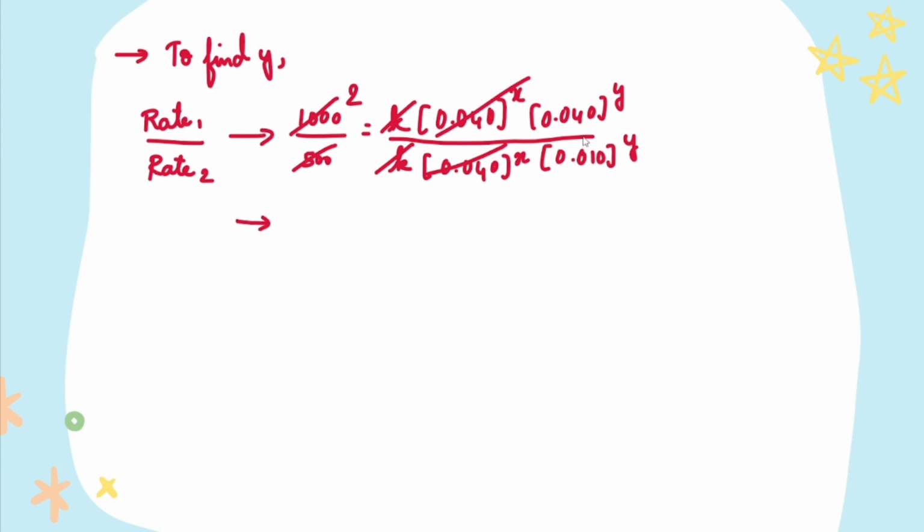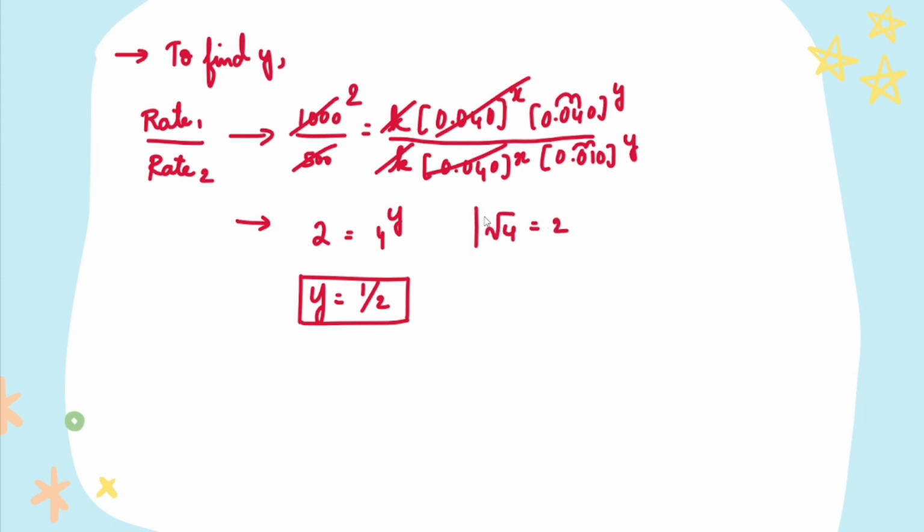Here also, like in the previous sum, when it goes like this, we will get 10 to the power of minus 2, so we will get 4 to the power of y. So here it will be 2 is equal to 4 to the power of y. So now we have to find the value of y, right? So what will be the value of y? That will be equal to 2. So y will be equal to half. How will it be half? Because when it is in root, root 4 is equal to 2, right? So the value of y is equal to 1 by 2.